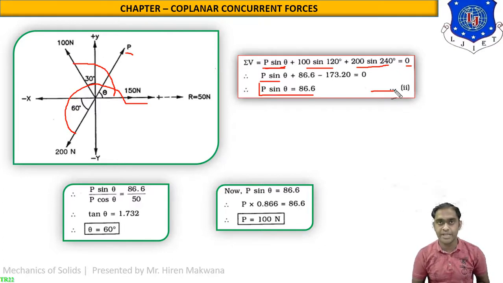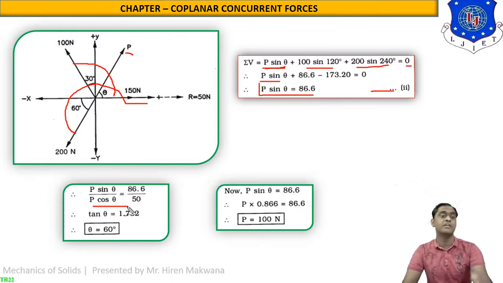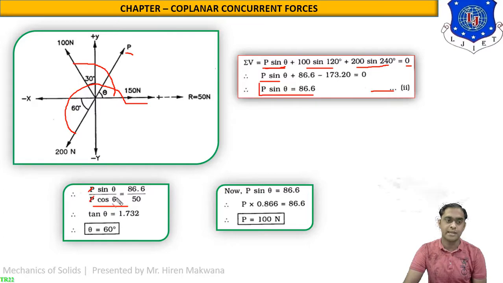What we have to find? P and theta. Okay. Now we are dividing the equation 2 by equation 1. So this is the division of equation 2 and 1. So what is given in the equation? P sin theta upon P cos theta. So P will be cancelled out. Sin upon cos means tan theta. And this division will give you tan theta equal to 1.732. By doing tan inverse, you will find theta equal to 60 degree. So our first answer is completed. Theta is equal to 60 degree.